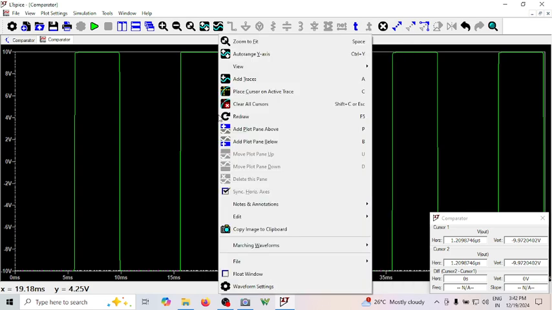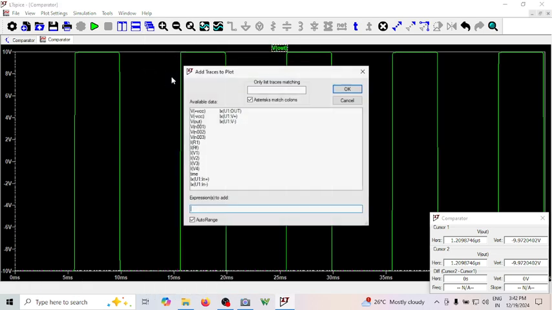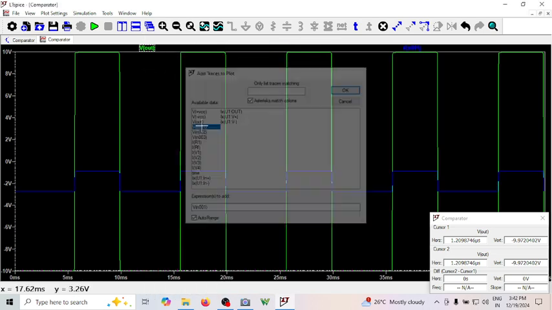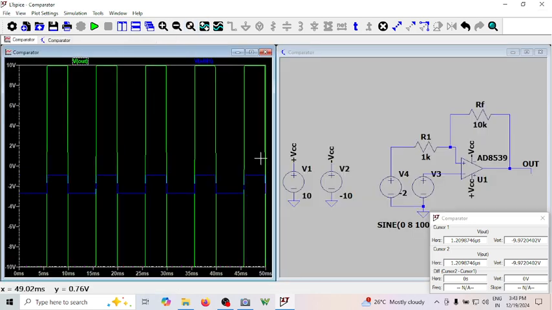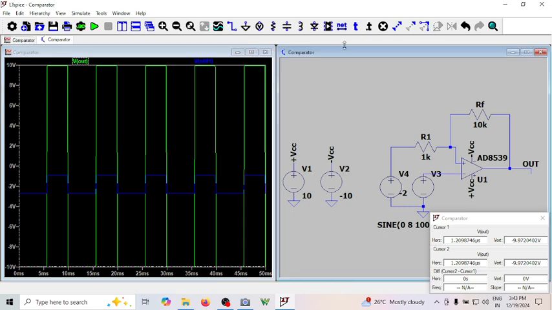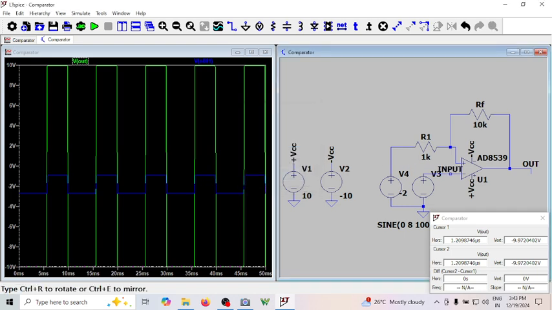Okay, input also. How do I take the input? Either you can go to add traces and look for VN001, which is my, oh, N001 is not the input. So when you have difficulty, you can just label that. Let me label this as VIN. I will use a net and name it as input.